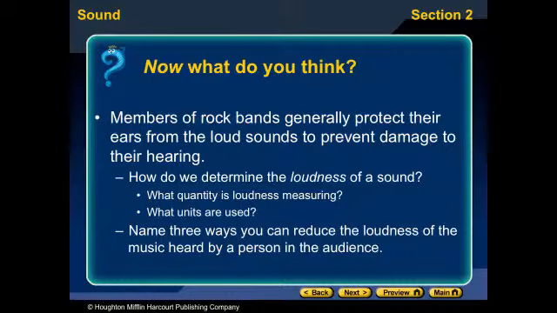And 3 ways you can reduce the loudness of the music heard by a person in the audience. Well, one, they talk about up here, you could use some sort of ear protection, earplugs, something like that. You could get farther away from the speakers, which is another common one. And then something else, you could turn down the volume on the speakers itself. Not that a person in the audience would have control over that, but that would be a way of reducing the loudness.